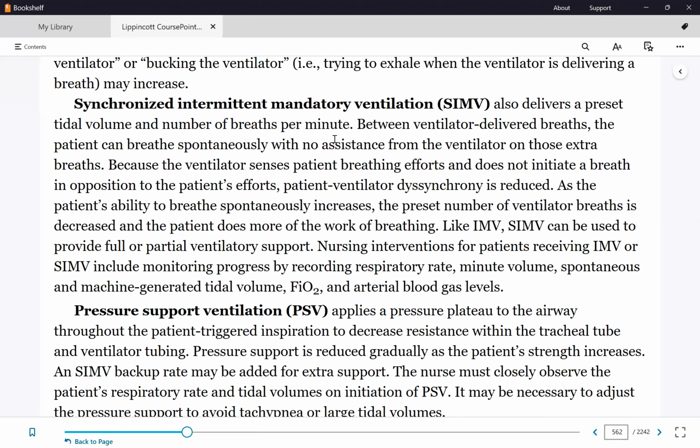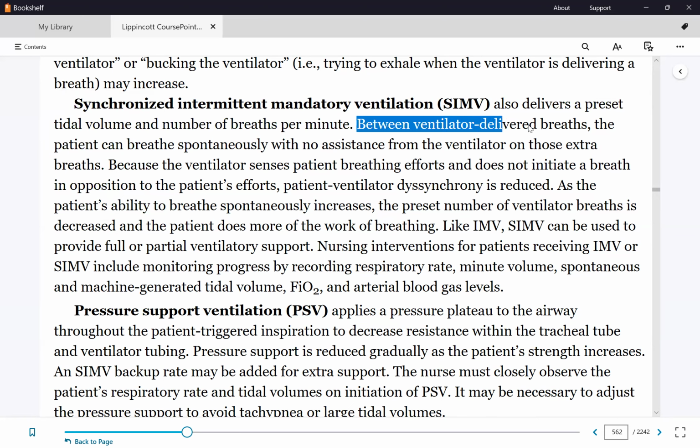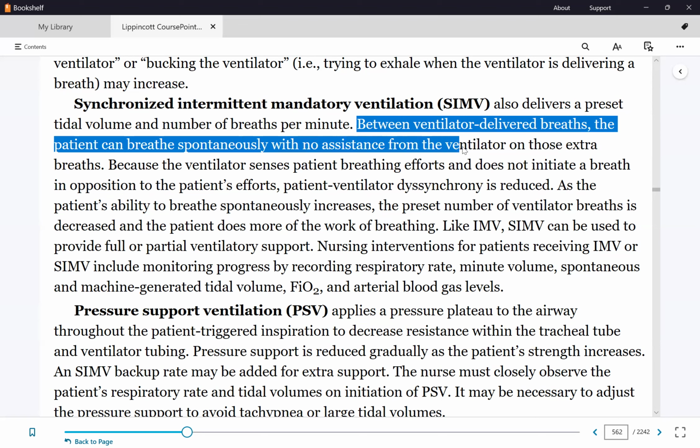Give me a number. Kurt. Around 6 or 8. Okay, so the preset rate on SIMV will be around 6 or maybe 8 sometimes, because now the patient is taking at least 10 or 12 of their own, or even more. So we put them on SIMV. The difference here is, yes, there's a preset tidal volume and preset rate. Between ventilator delivered breaths, the patient can breathe spontaneously with no assistance from the vent.